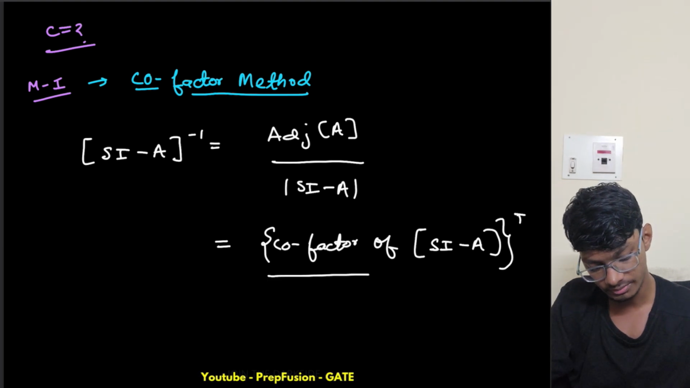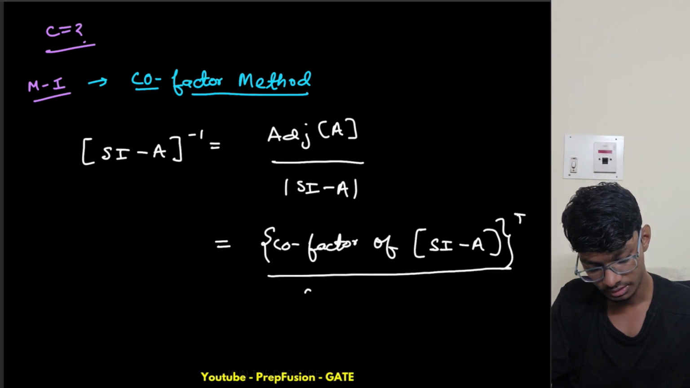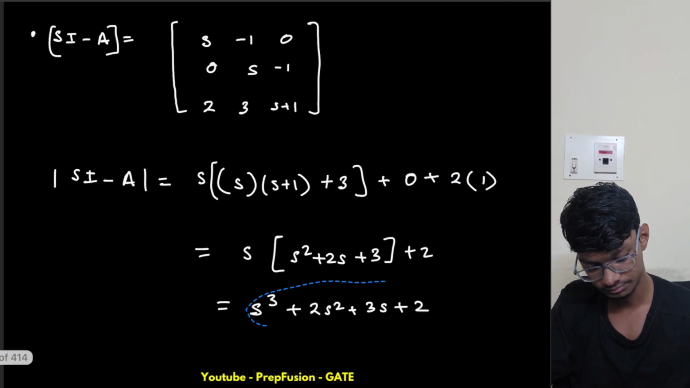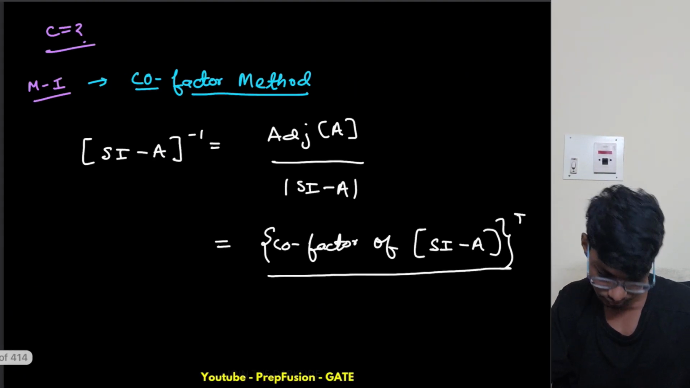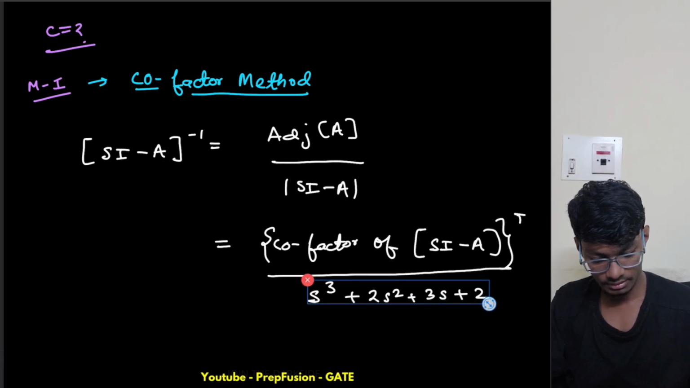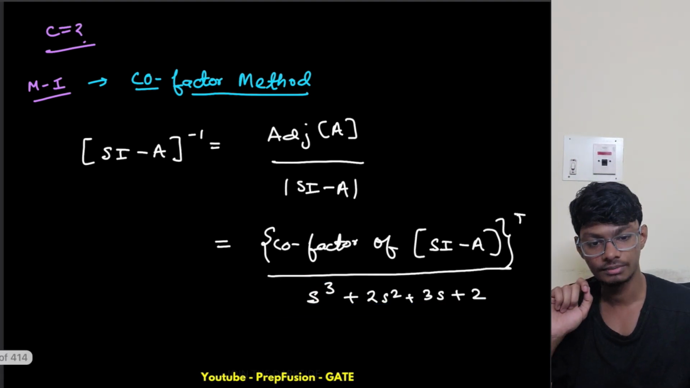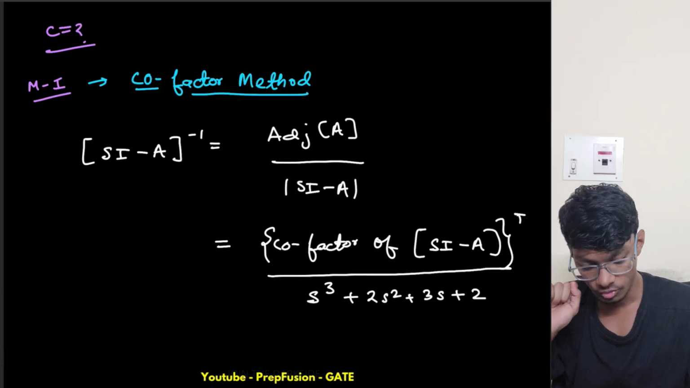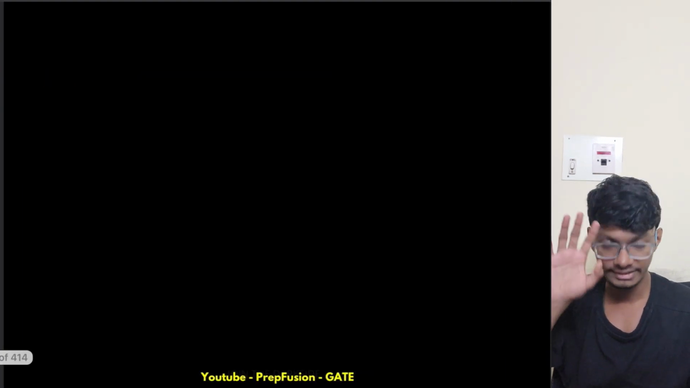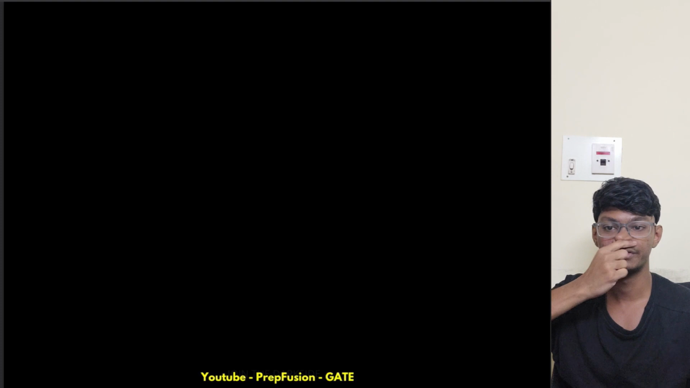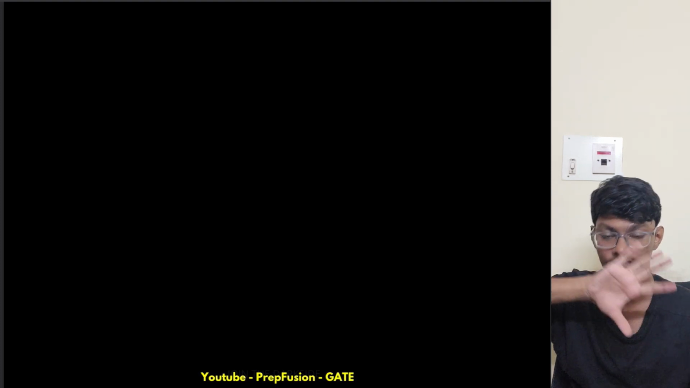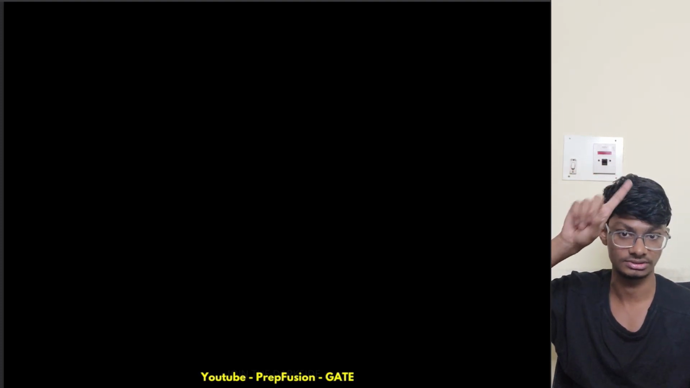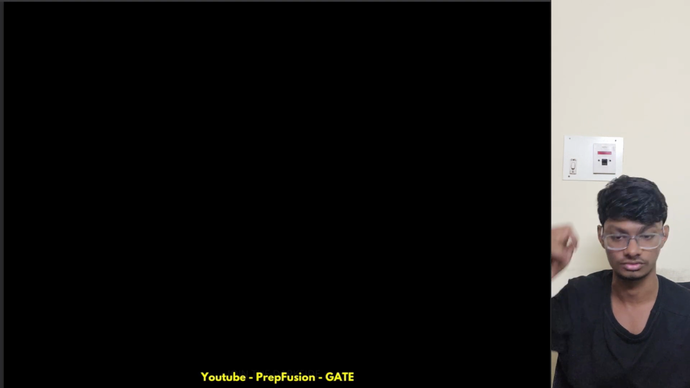And my determinant of sI minus A, I know that, right? That is s cube, this one. Let me copy this. So my determinant of A is this one only. So let me write the sI minus A. From there we will understand which element I have to find the cofactor of. I have to find the cofactor of C, but I have to find the transpose also.